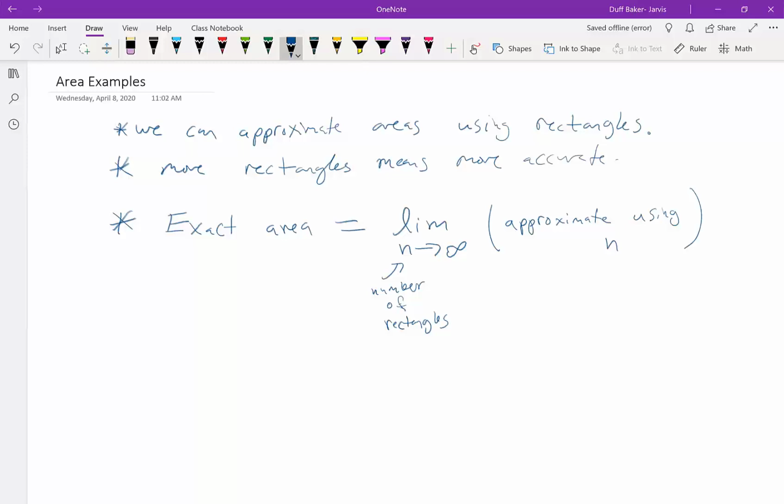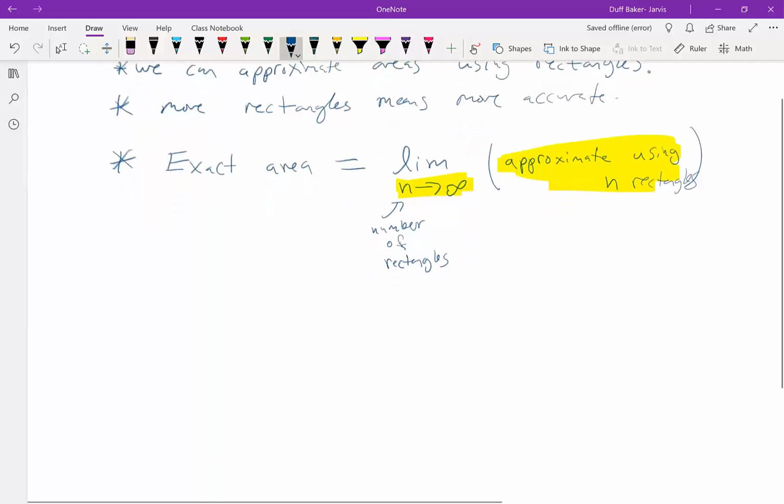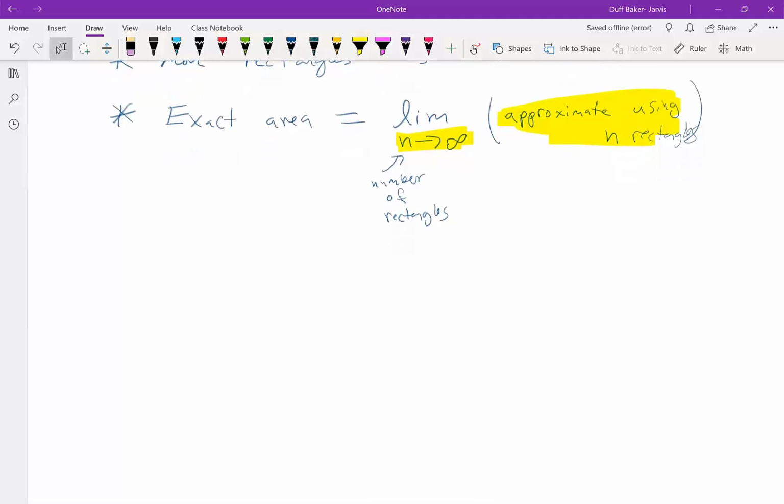So it's asking if you first just understand how to approximate using a certain number of rectangles, and if you can say that for an arbitrary n, and then figure out what happens as you make that number really large, it'll tell you basically what the exact area is. Maybe I should put the word rectangles in here. So that's going to be the idea today. But before we can get there, we have to write everything in terms of summation notation.